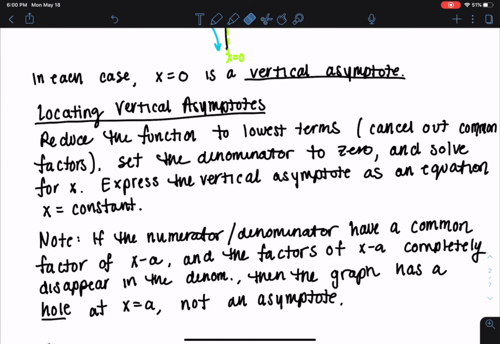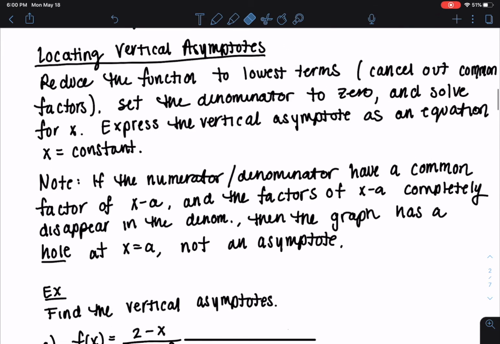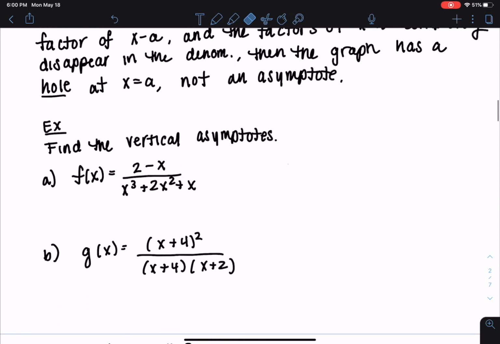Now, if it does happen that when you go to cancel out factors, the problematic point in the bottom completely disappears, that's fine. You still can't equal that number because it caused you issues at some point, but it's not going to correspond to a vertical asymptote. Instead, it's going to be a hole in the graph at that specific point. So we'll see an example of that. Let's go ahead and find the vertical asymptotes of a few functions.